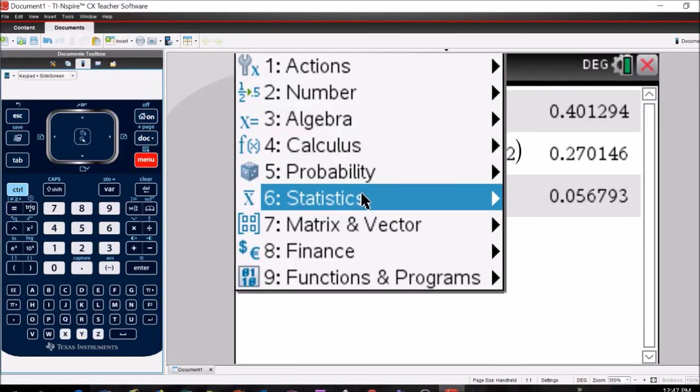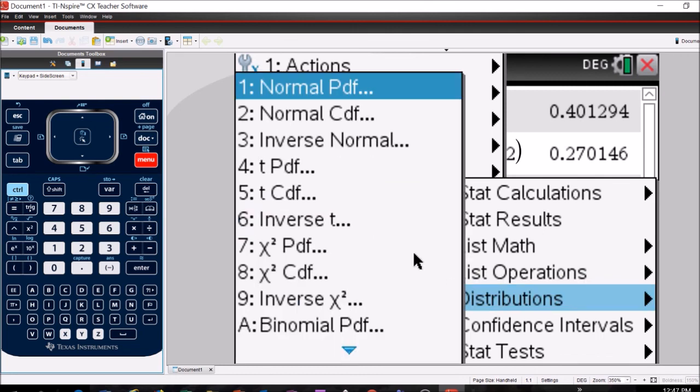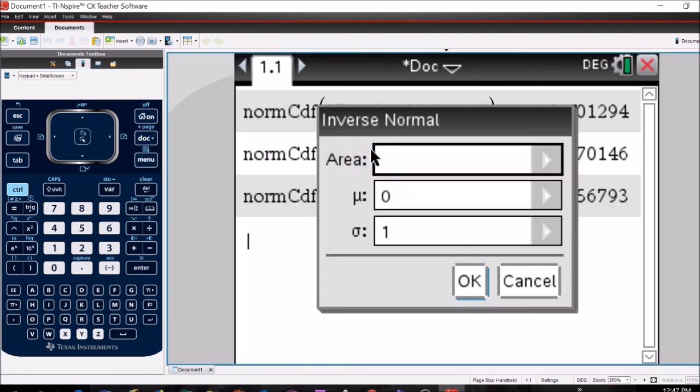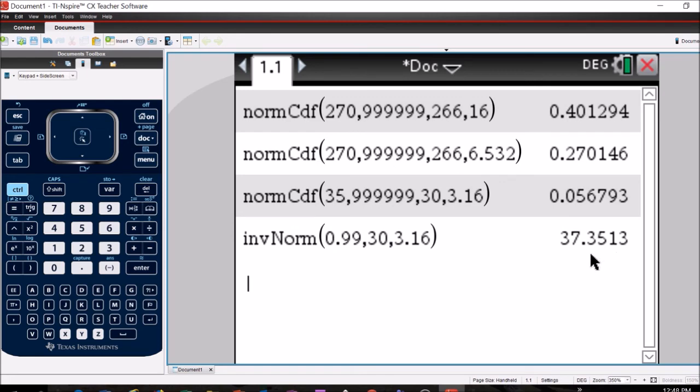So, statistics, distributions, inverse normal. We'll type in the area. Now remember, you're always typing in the area on the left side. That's how the calculator interprets this. So then 30 is the mean, and the standard deviation was 3.16. Let's see what we get. 37.35.